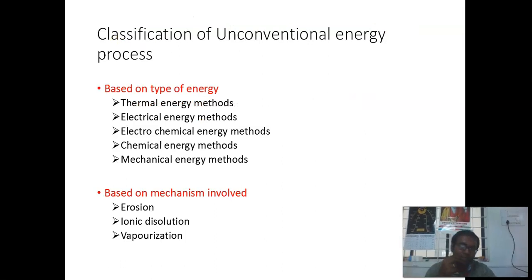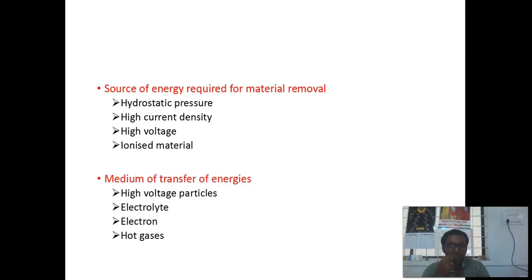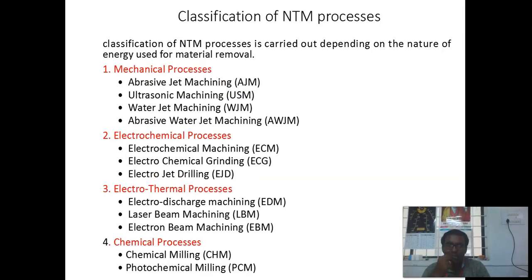Next, we are going to discuss some of the different types of classifications of unconventional machining processes. Based on the type of energy, they can be classified into thermal energy methods, electrical energy methods, electrochemical energy methods, chemical energy methods, and mechanical energy methods. Based on the mechanism involved, they are divided into erosion, ionic dissolution, and vaporization. Based on the source of energy required, they are classified into hydrostatic pressure, high current density, high voltage, ionized material, etc. And based on the medium of transfer of energy, they include high-velocity particles, electrolyte, electrons, hot gases, etc. These are some of the classifications of non-traditional machining processes.